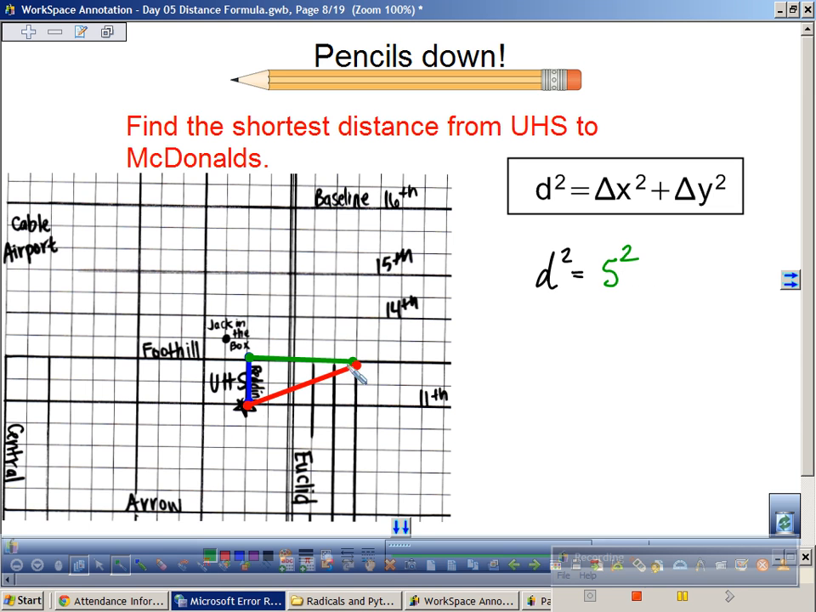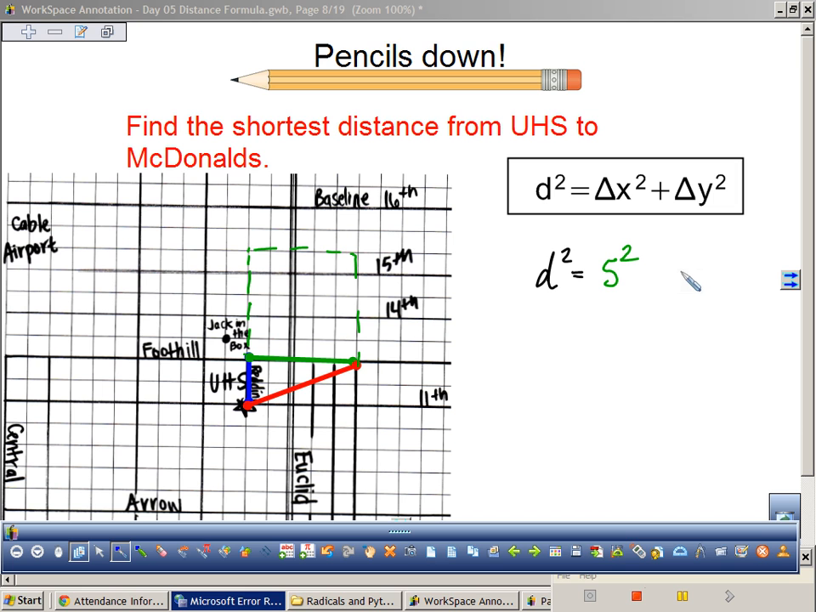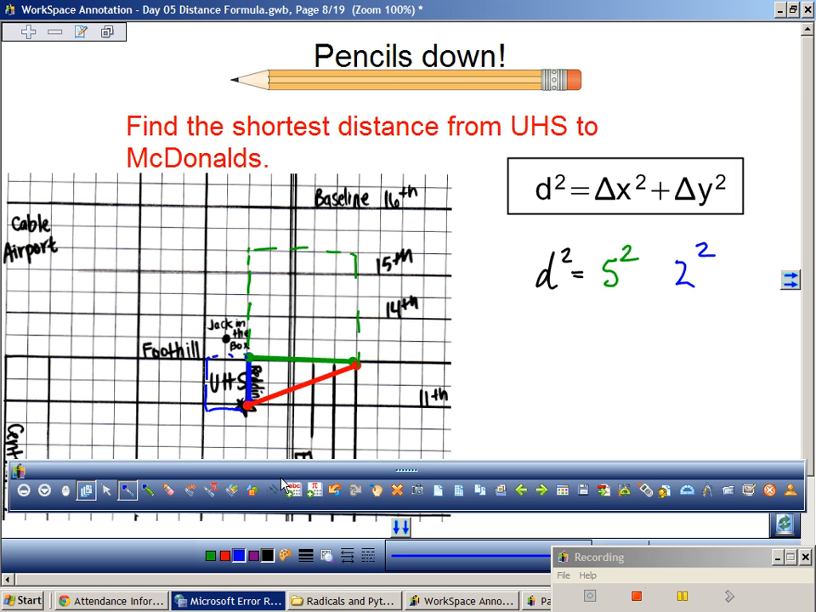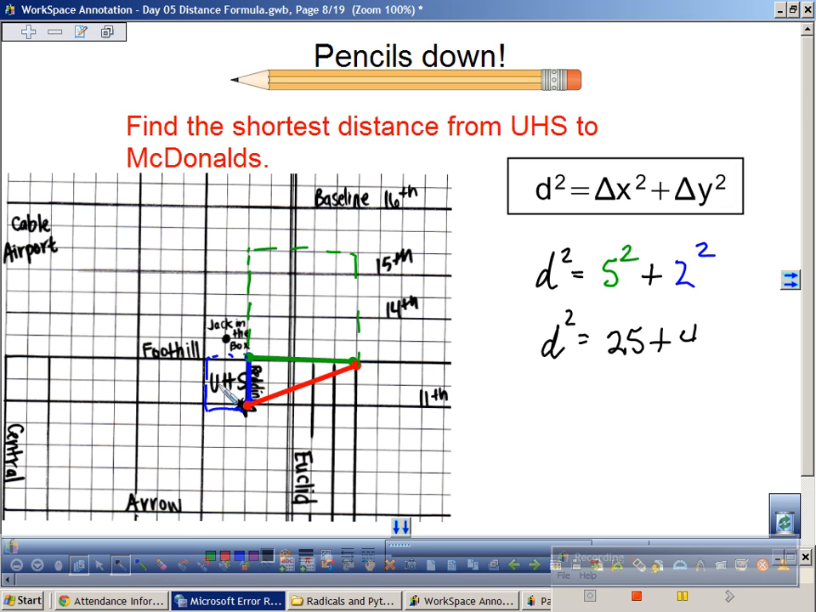5 squared, right? Because this would be a square, correct? 5 squared plus, what's my change in y? 2 squared. Okay, see that? Which is going to give us 25 plus 4, right? There's 4 in there and there's 25 in here. So d squared equals 29. I'm not going to be able to simplify that anymore, right?